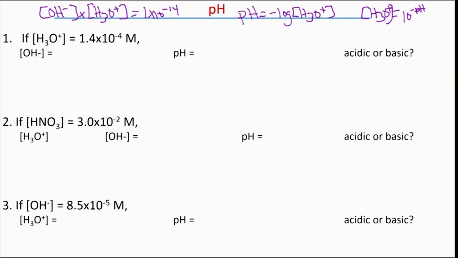All right, so first one, if you have a hydronium ion concentration of 1.4 times 10 to the negative 4 molar, what is the hydroxide ion concentration? We're going to use the first equation that relates hydronium and hydroxide. Hydroxide is the KW divided by hydronium.